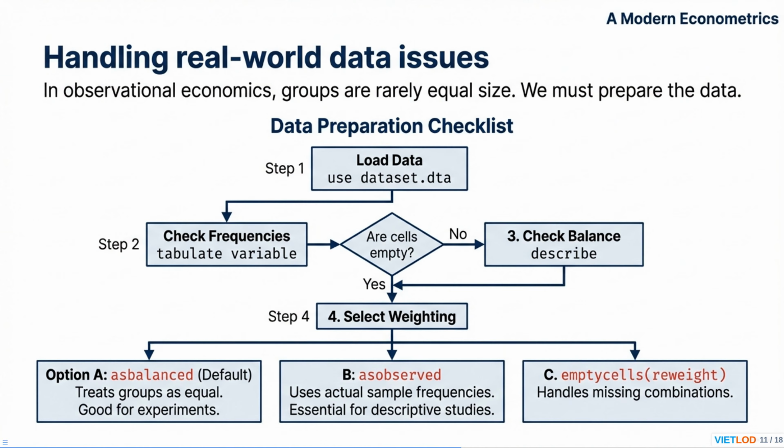If cells are not empty, we move to Step 3 to check balance, using the describe command to understand the sample distribution. Finally, Step 4 is the decision point for selecting the right weighting. Option A, asbalanced, is the default in Stata. It treats all groups as having equal weight, which is ideal for controlled experiments. However, for descriptive studies using real-world observational data, option B, asobserved, is often more appropriate because it uses the actual frequencies found in your sample.